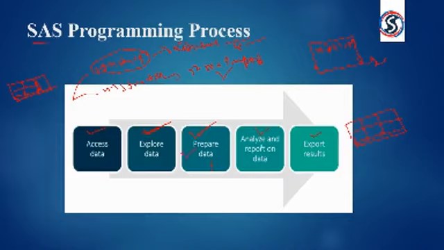Now next we have analyze and report on the data. So how will you analyze and report the data? We will perform the analysis with the help of different procedures, like proc means, proc univariate and proc freq. So through these three procedures you can analyze and report on the data.